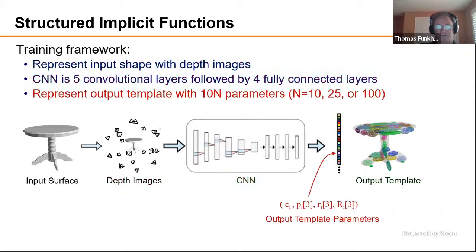It then runs through 5 convolutional layers and 4 fully connected layers, and the output is 10 parameters for each of the Gaussians: 3 for rotation, 3 for position, 3 for scale, and 1 for the c_i magnitude. So each of these colored boxes in the feature vector is actually 10 numbers representing one Gaussian. For a fixed number of Gaussians, we have experimented with 10, 25, or 100. Just one forward pass through the network produces the parameters for these Gaussians such that they cover and describe the shape. Then we have a loss: if I were to evaluate the implicit function, how well does the inside and outside of that implicit function match the inside and outside of the real shape?